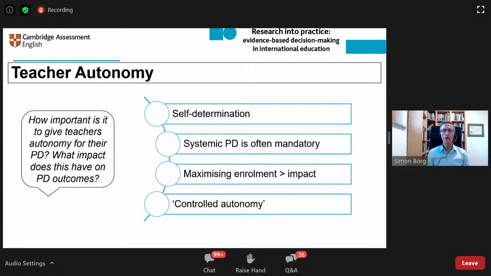And I think it's that kind of balance overall that works best when we're talking about systemic professional development programs. And so the question for those of us who are involved in designing professional development programs, particularly at scale, is how can we balance the benefits of self-determination with the needs to maximize teacher participation in programs.